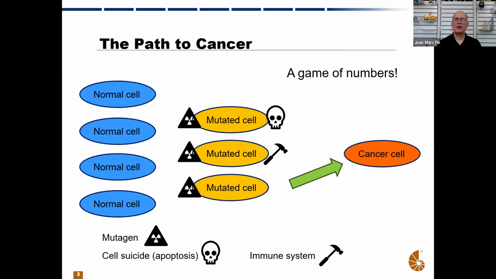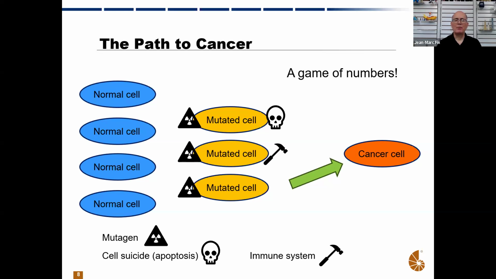So the path to cancer is really a numbers game, and it's a combination of numbers and bad luck. You have a bunch of normal cells in your body, all over your body, obviously. And as you live, you are exposed to a bunch of mutagens. Mutagens will be in the air you breathe, the food you take, the water you drink, the radiation you're subject to, a number of possible pathways. And when a mutagen hits a cell, there's a chance that the cell will mutate.